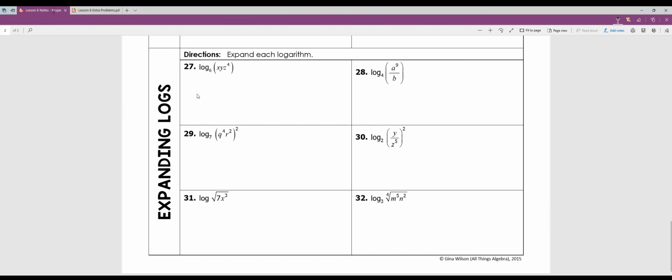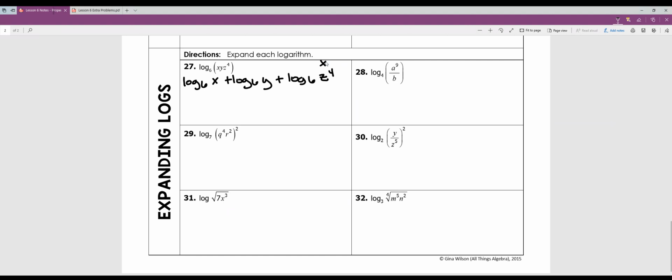So starting here with number 27, I have log base 6 of x times y times z to the fourth power. Now, all those things are being multiplied together, so I can use my product rule to expand this. And when I expand my product rule, I add all my logs together. So I can rewrite this as log base 6 of x plus log base 6 of y plus log base 6 of z to the fourth power. So this is using my product rule. I have expanded this out.